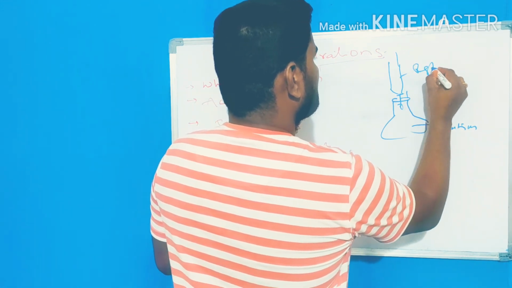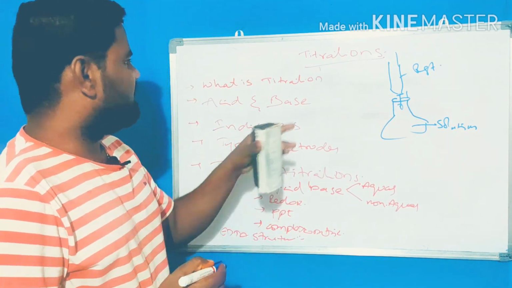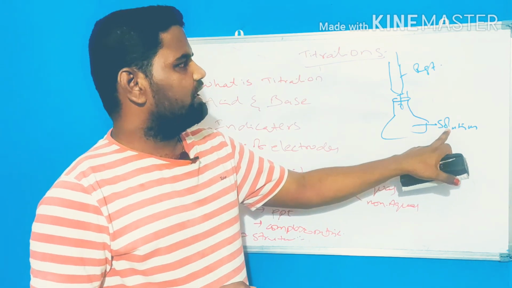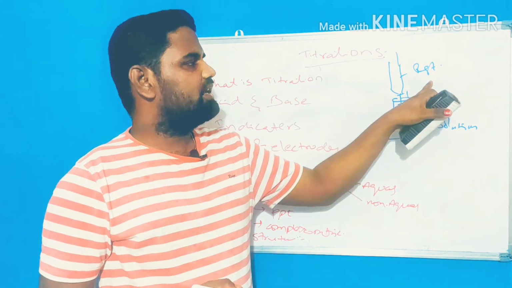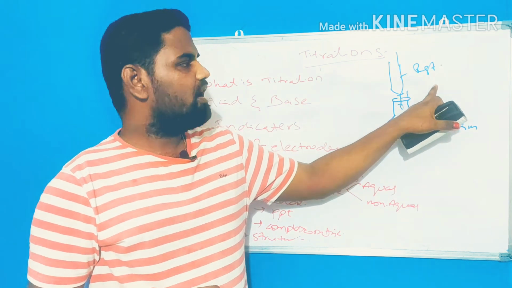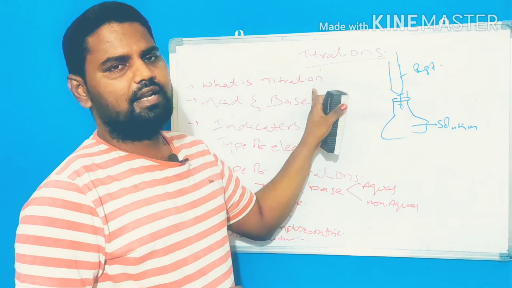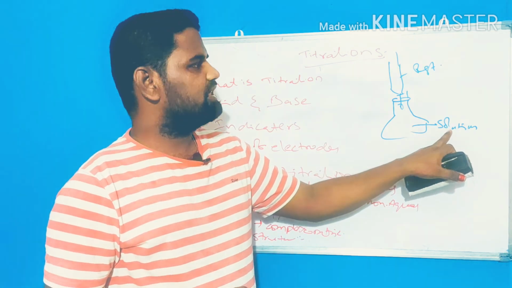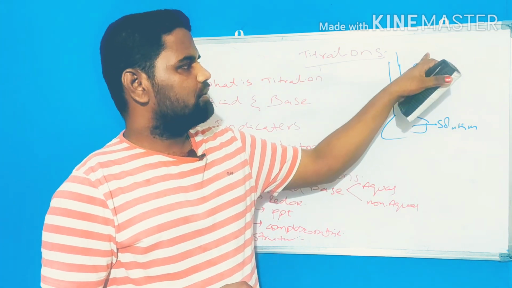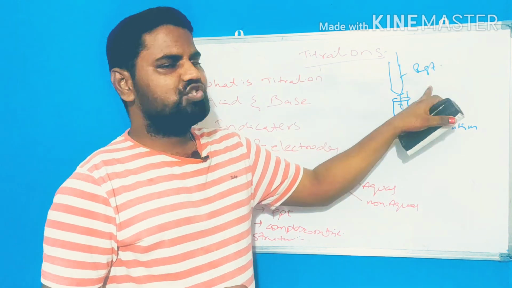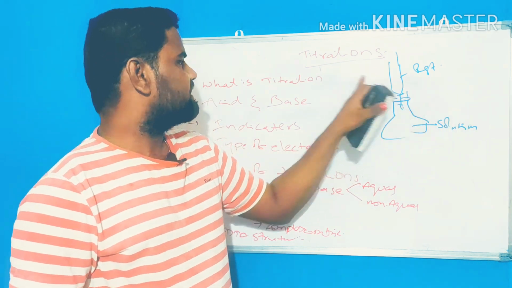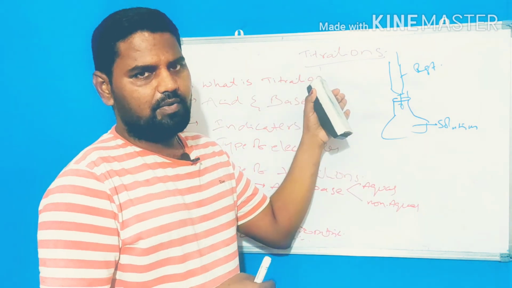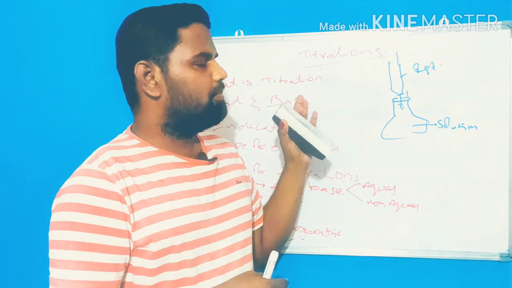The definition of titration: the amount of substance in a solution is determined by the amount of reagent solution consumed for the complete reaction. Once again, I repeat this: the amount of substance in a solution is determined by the amount of reagent solution consumed for the complete reaction is called titration. Before starting this topic, we have to know what acid and base are.